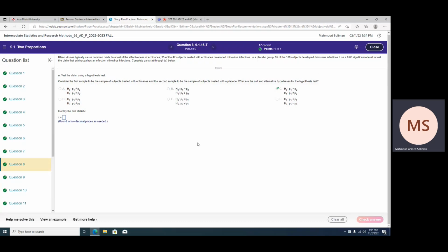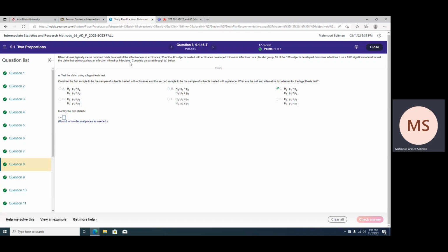Okay, for some reason that's the answer. Maybe because it says what are the null and alternative hypotheses. Maybe. No, it's not that. It's 0. Test the claim that Echinacea has an effect on rhinoviruses. This one's confusing. Okay, so it says it has an effect on rhinoviruses. Yes. So that means the opposite, that it doesn't have an effect.